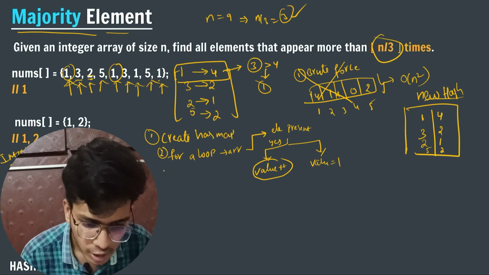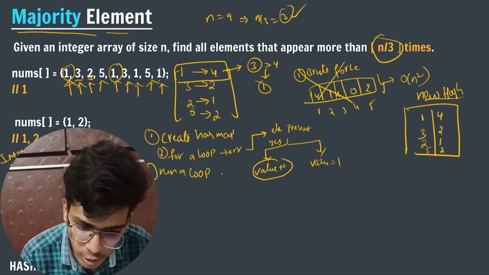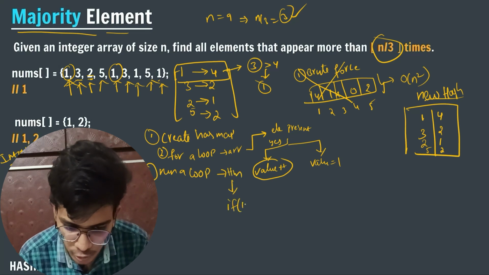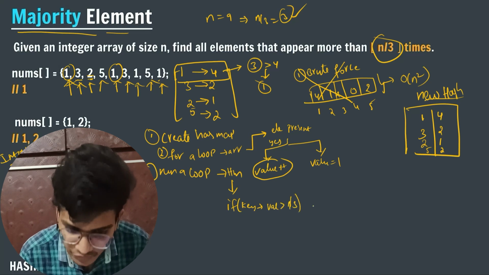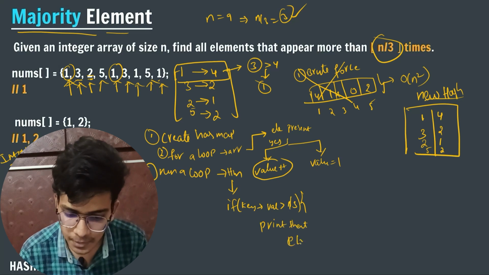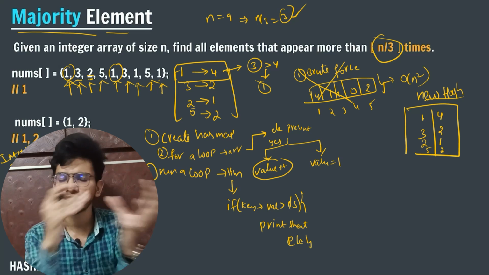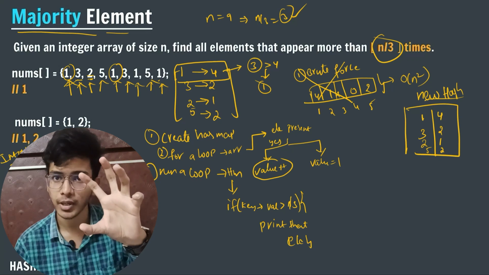Now the third step will be to run a loop on your hash map. Run a loop and check if a particular key's value is greater than n by 3. If this is the case, then print that particular element. This is what I will do. This is the overall approach of my code. Okay, so I hope you have understood the approach of my question.